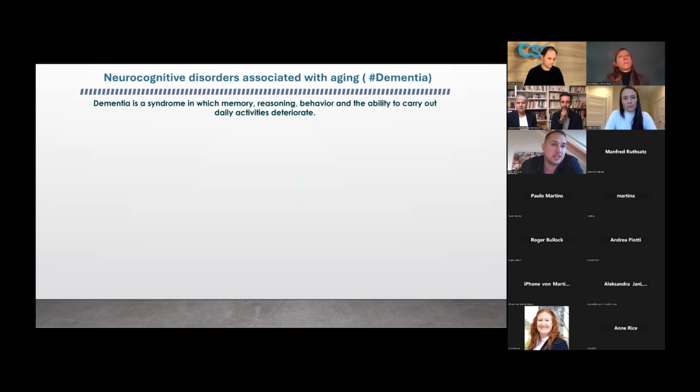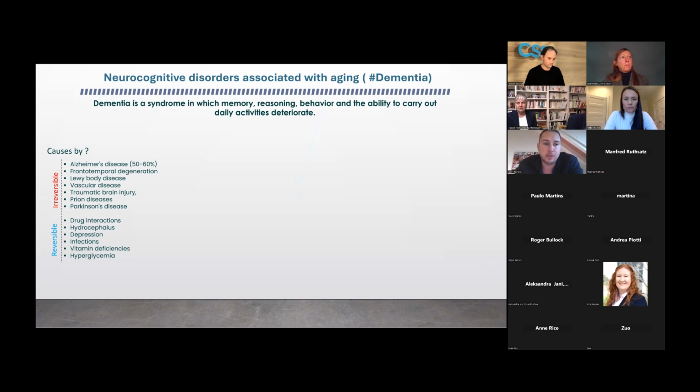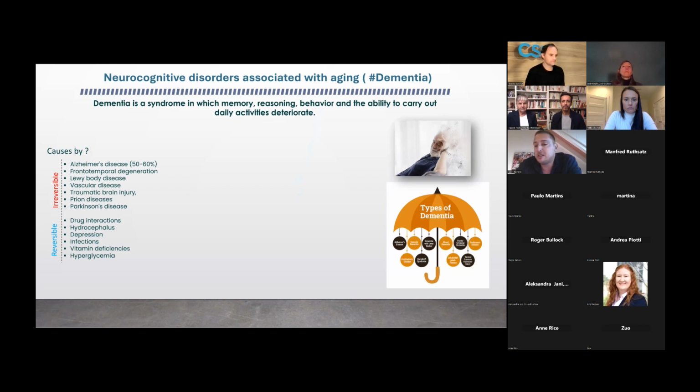When we talk about dementia, we talk about a syndrome which affects memory, behavior, and ability. But we don't talk about just Alzheimer's disease. We talk about different sorts of dementia. There exists reversible dementia. For example, when we have COVID, we observe a sort of dementia. But in general, dementia is caused by degenerative disease, and there exist different sorts of dementia. Of course, Alzheimer's disease is the most common cause.